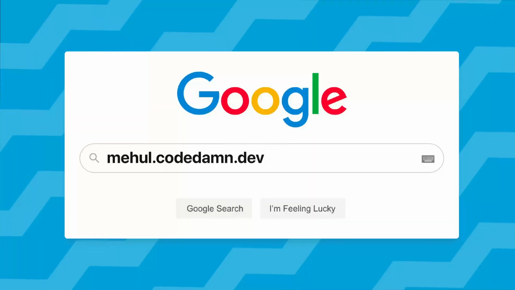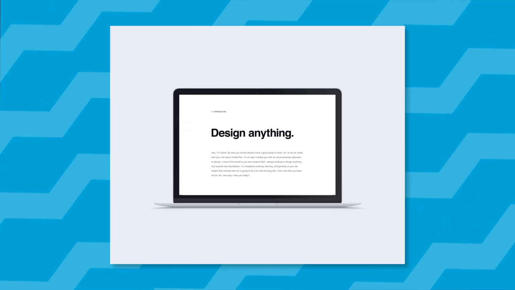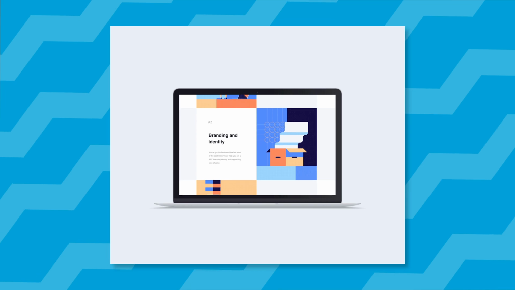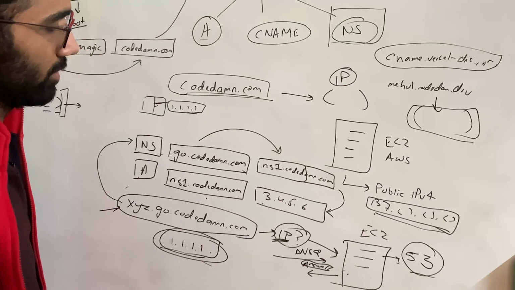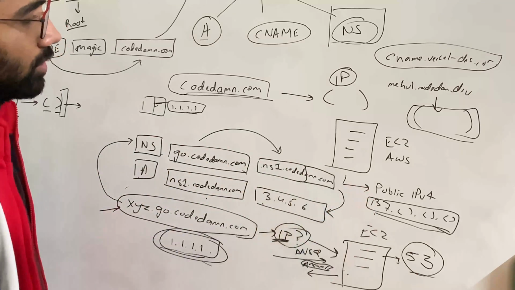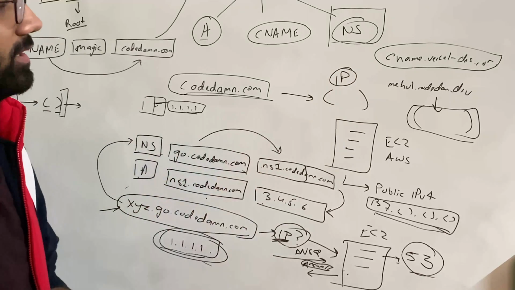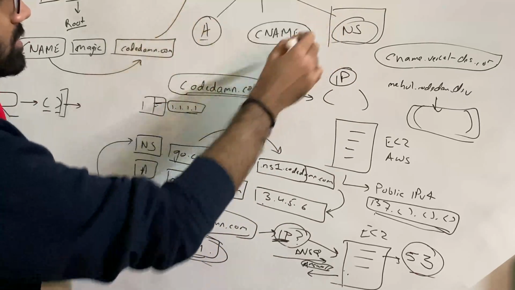So something like mehul.codedamn.dev would start pointing to your own personal website or personal project, whatever you have deployed. So all of that would involve us writing a custom DNS server, a custom DNS provider, and having all this sort of mapping. But yeah, this brings us to my final record and closes my final record in the DNS system, which is the name server record.